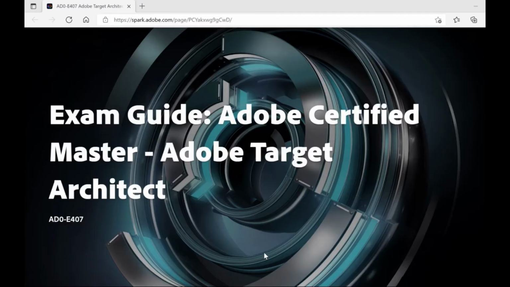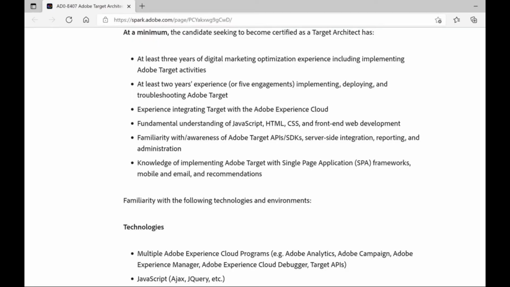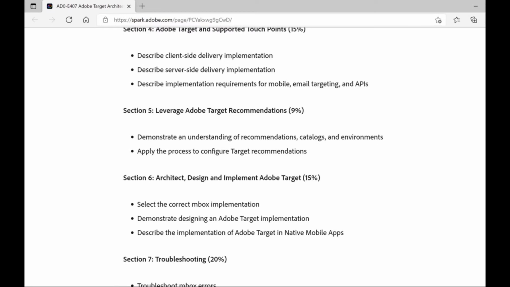So this is the exam guide for Adobe Target Architect certification, right? You need to look at this and understand what the topics are, what the weightage is, whether you have thorough knowledge of all the topics they have mentioned, and how well you perform on those, right? So that's how it is.